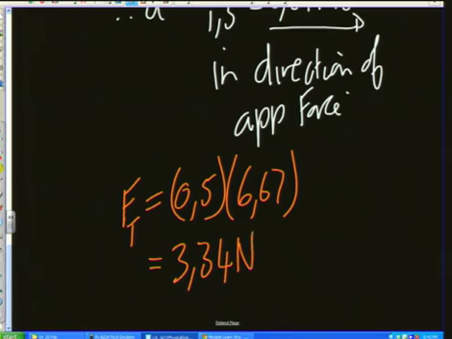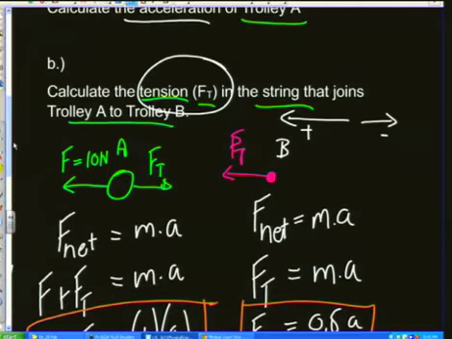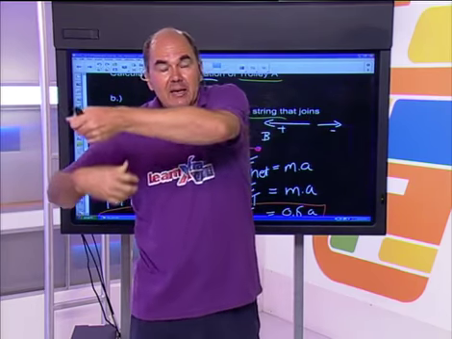In which direction? Well, it depends. Because it's in the rope, it acts on B to the one side and on A to the other.